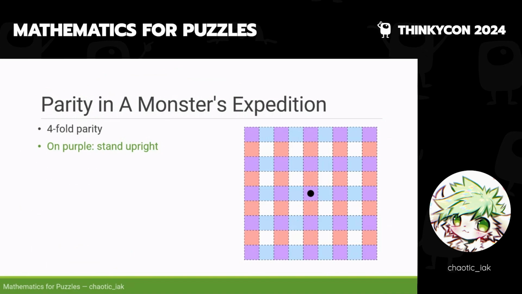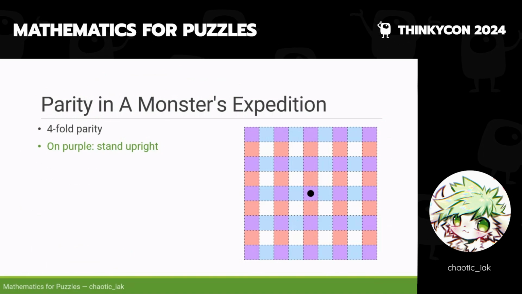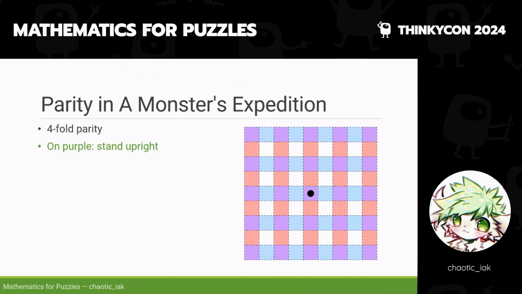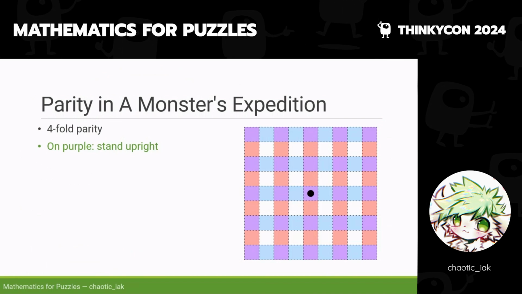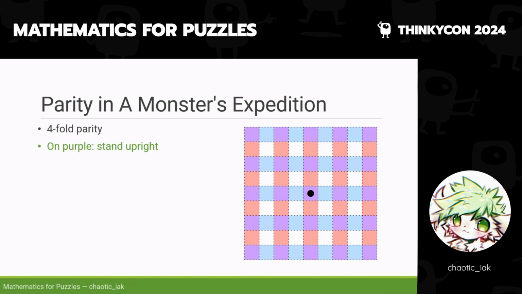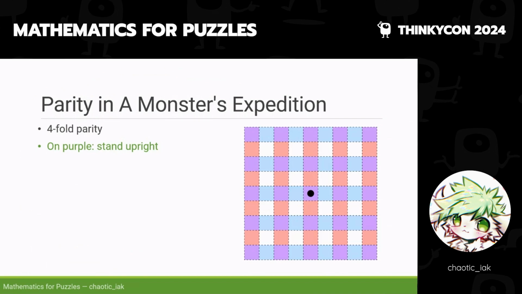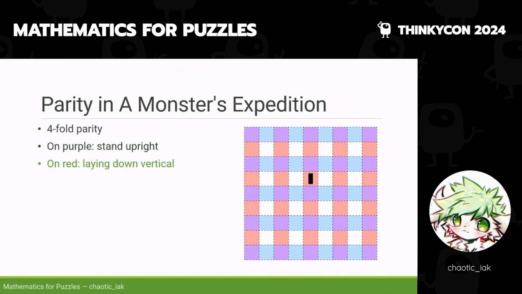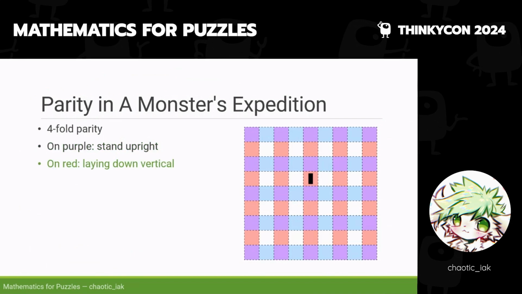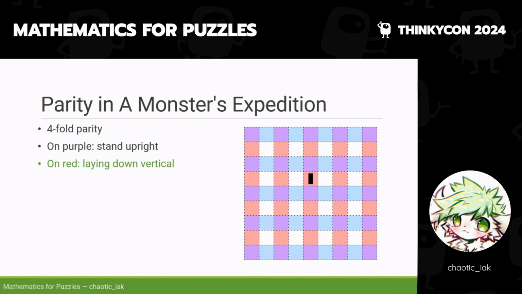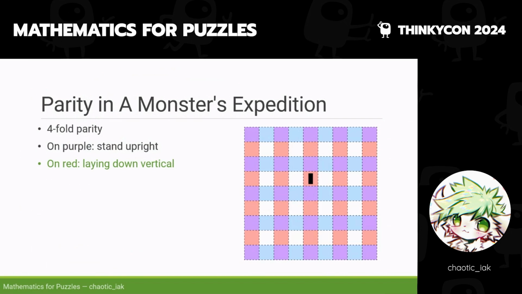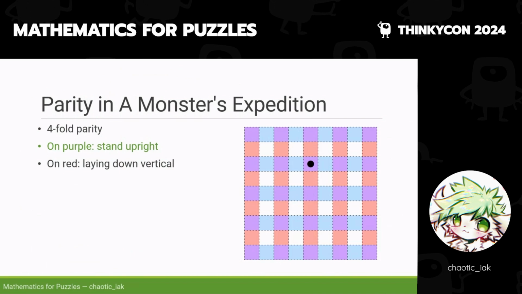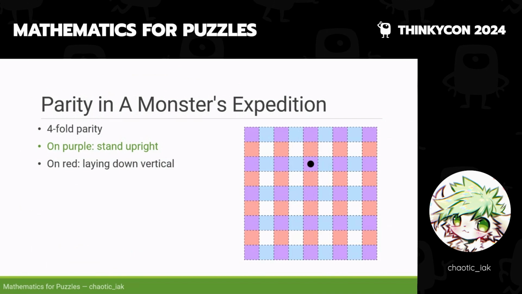So turns out you can do parity in A Monster's Expedition. This time the parity is not going to be on just 2 colors, it's going to be on 4 colors. Here on the purple square, let's imagine a log that is standing upright. If we push it forward, then it's going to lay down vertically, and it is going to be on a red square. If we push it forward again, we are standing up the log, and it's going to be on a purple square.